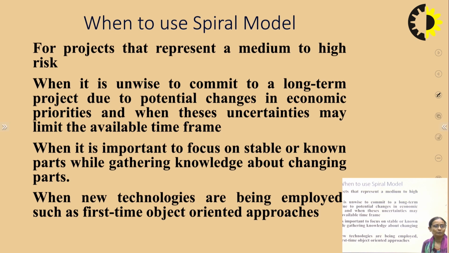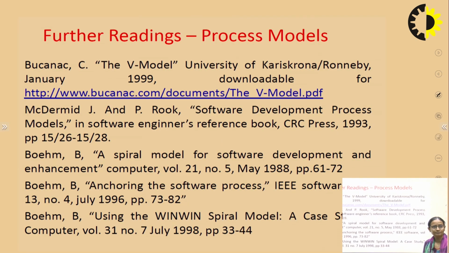So where can we use this model? For projects that represent a medium to high risk, where it is unwise to commit to a long-term project due to potential changes in economic priorities, and when these uncertainties may limit the available time frame. When it is important to focus on stable or known parts while gathering knowledge about changing parts. When new technologies are being employed, such as first-time object-oriented approaches and so on. So here you can go with the spiral model, this process model.